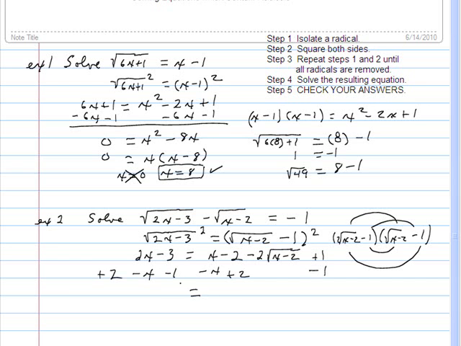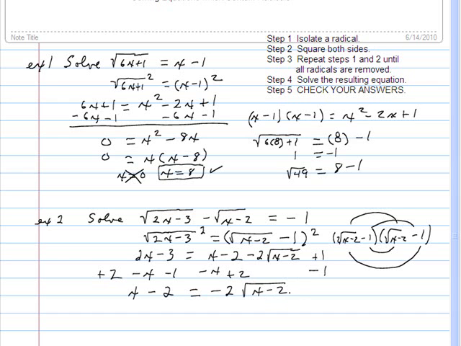On the left side over here, 2x minus x is x. -3 plus 2 is -1. Minus 1 more is -2. On the right side, the x's, the 2's, and the 1's are gone, so I'm left with just -2 square root of x minus 2. Now, technically, to remove that radical, I'd have to divide both sides by -2 here.